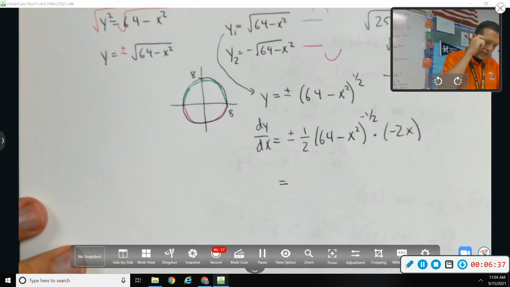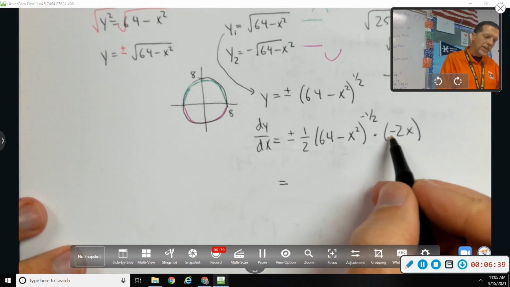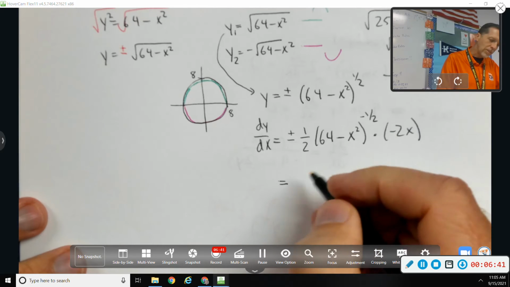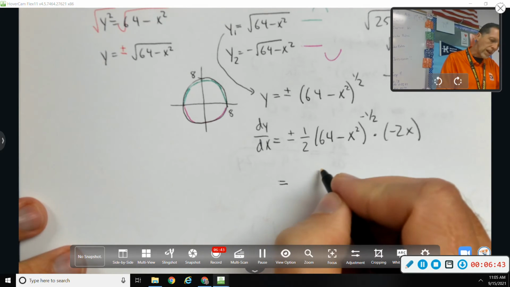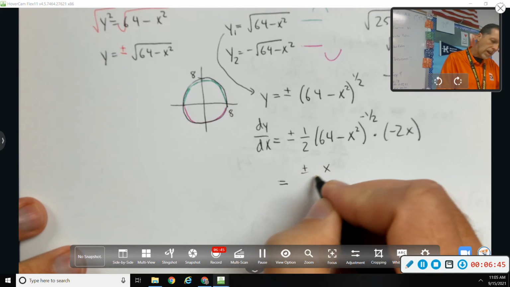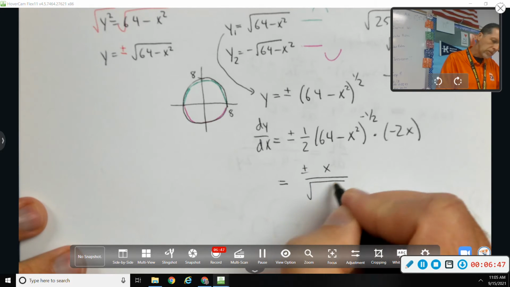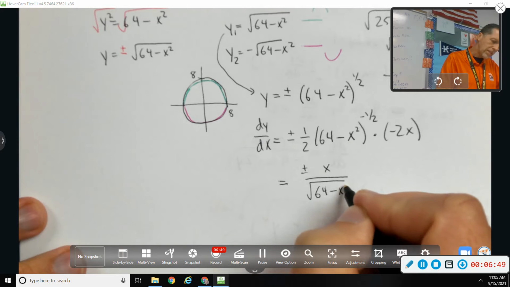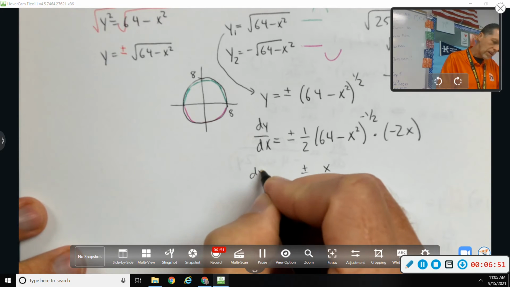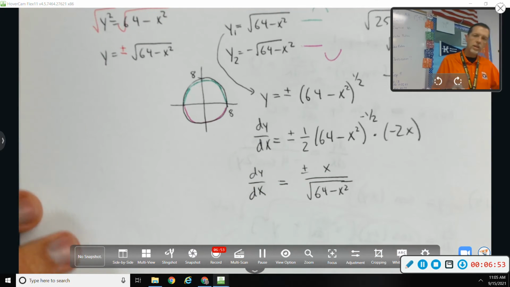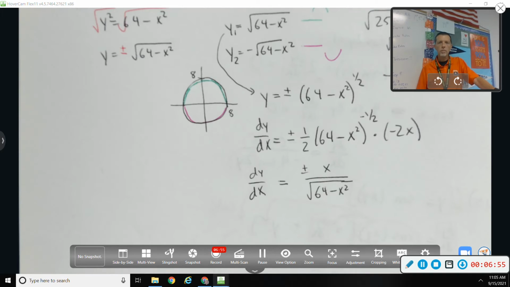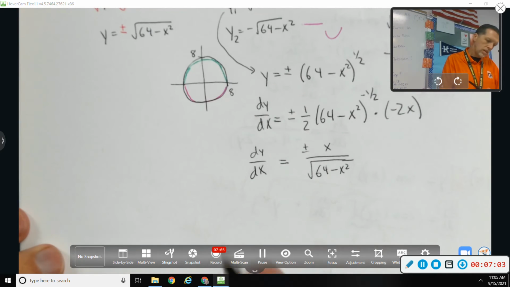If we clean that up a little bit, the minus sign doesn't really matter because we're carrying the plus and the minus. The 2's would cancel. x over square root 64 minus x squared. And I changed it back to a square root. Square root versus the power of 1/2, it's the same thing. So that was part C.